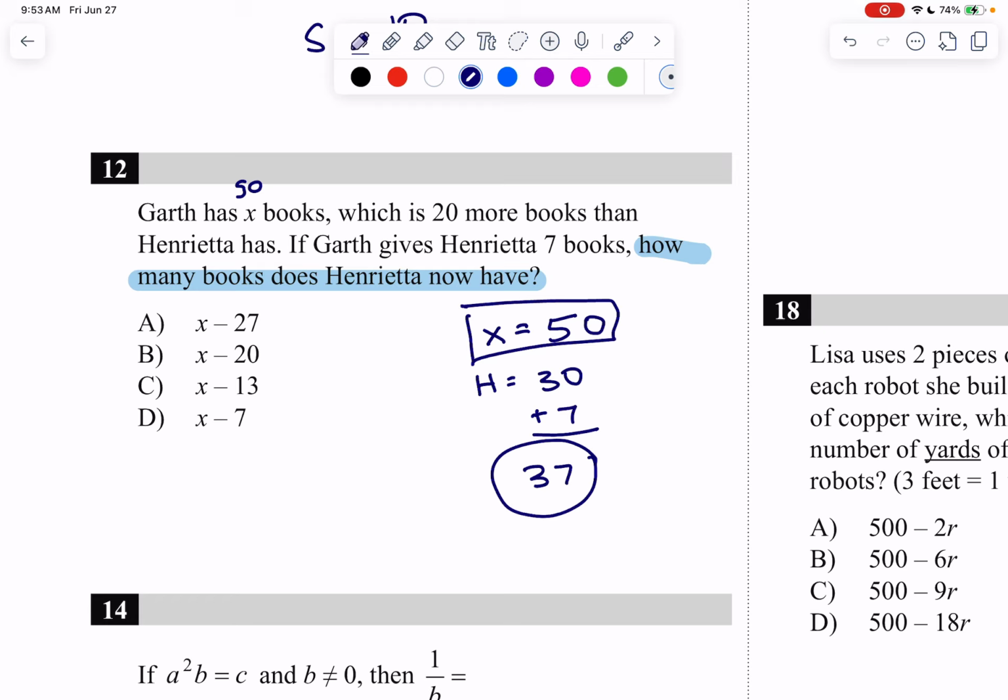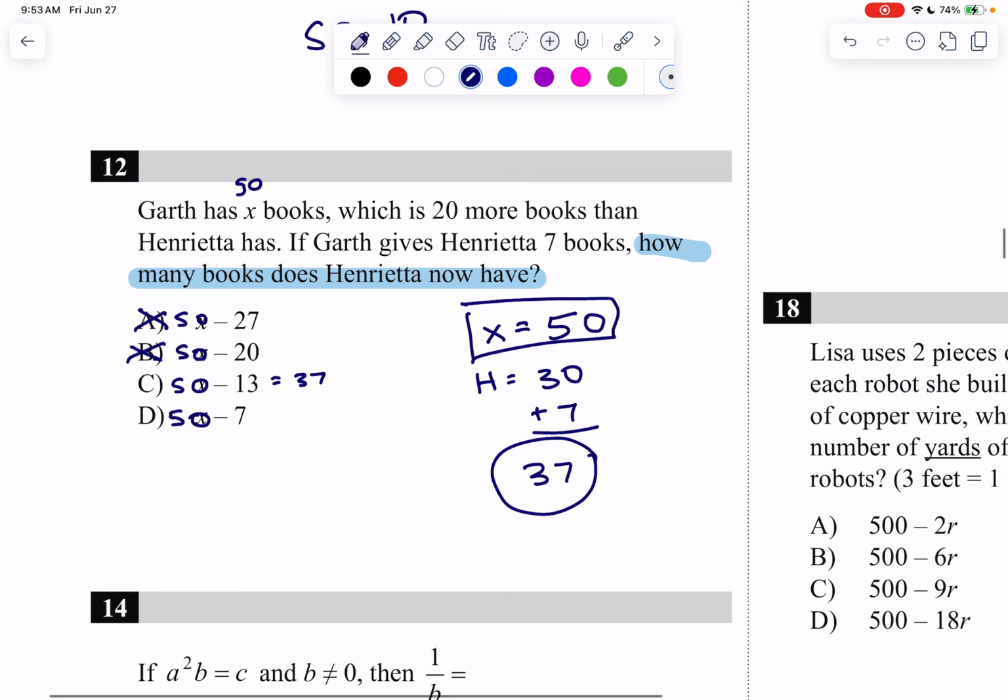So when I pop in 50 for my X, I want to see which one here will give me 37. So 50 minus 27, that's not what I wanted. That's 13. Let's cross that one out. 50 minus 20, that's 30. That's how many she had originally, but that's not what we're looking for. 50 minus 13, that's 37. We like that. 50 minus 7, that's 43, not what we wanted. So let's go with C.